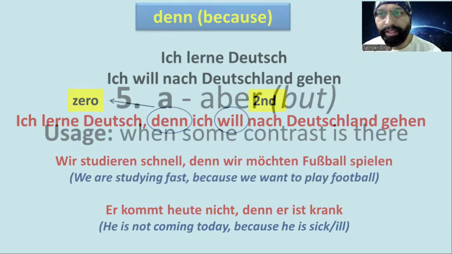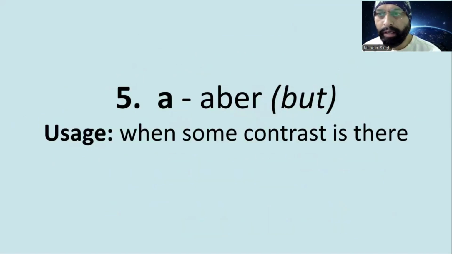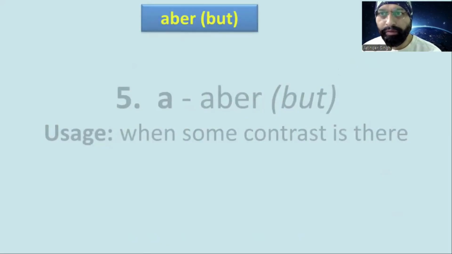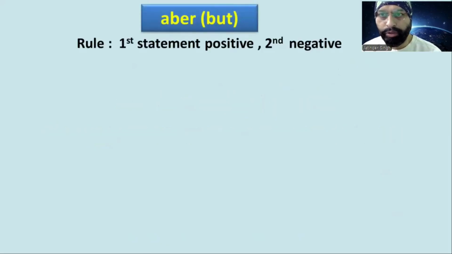Now we go further and check the last one. Aber means but. Usage: when some contrast is there. So it is very similar to the sondern which we have learned earlier. In sondern, we saw that the first statement is negative and the second is positive. But in this conjunction, this is opposite. Okay. How? We learn with the examples. So the rule is there: the first statement is positive and the second is negative. So this is just the opposite of the sondern conjunction.